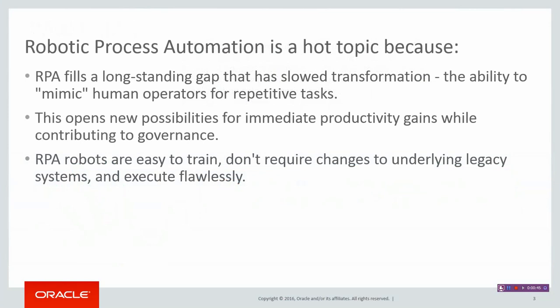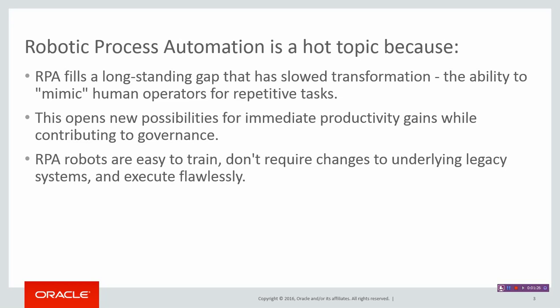So, where exactly can we use RPA, the robotic process automation? RPA fills a long-standing gap that slowed transformation, the ability to mimic human operators for repetitive tasks. If you remember, often there are scenarios in which a human operator is still required to be cross-checking data, updating data tables, filling up the forms, and most of these operations in the day-to-day activities are repetitive, which have a specific pattern. But a human intervention is required on how exactly it can be done.